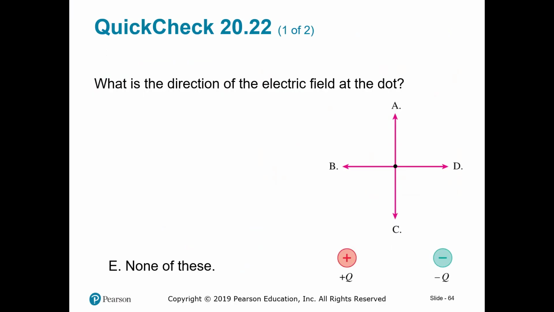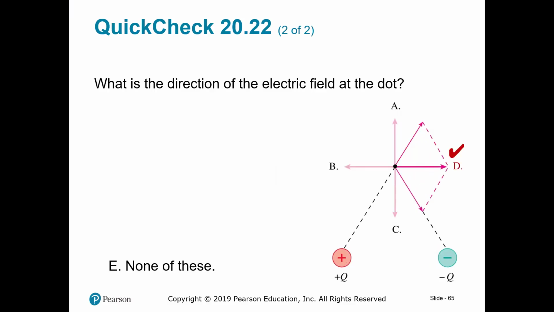So what is the direction of the electric field at the dot? Again, the electric field here due to this proton is away from the proton. So this is going to be the electric field due to this proton. And then what is the electric field due to the electron? It's toward it, right? So this is a vector sum of these two vectors. So your net electric field is to the right. Answer is D.